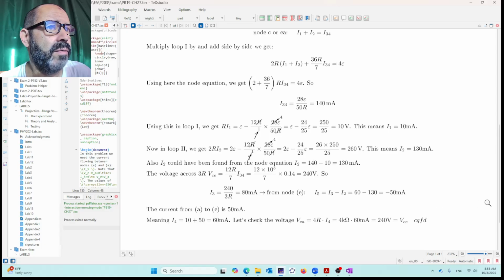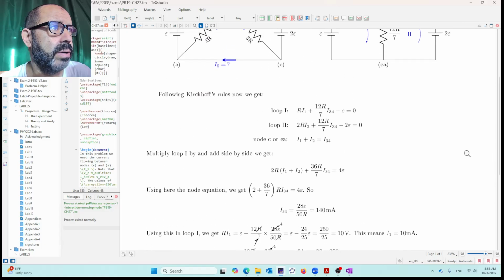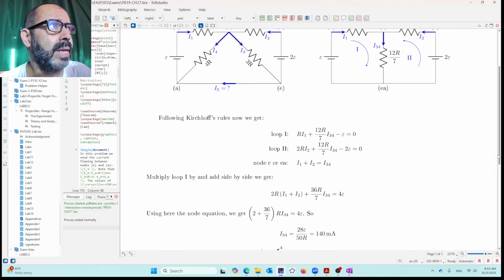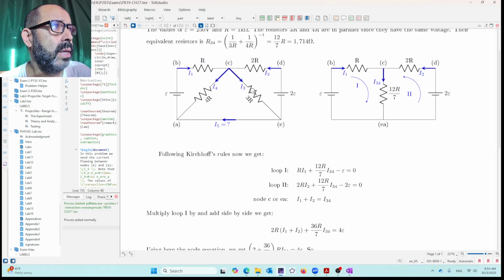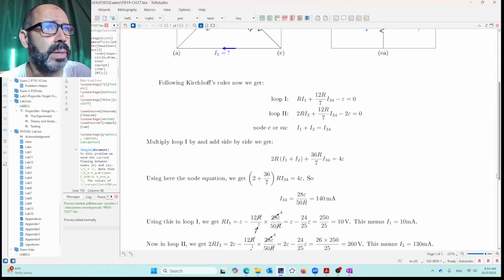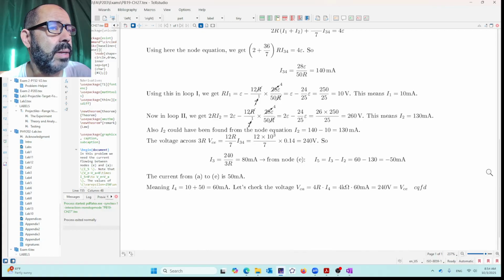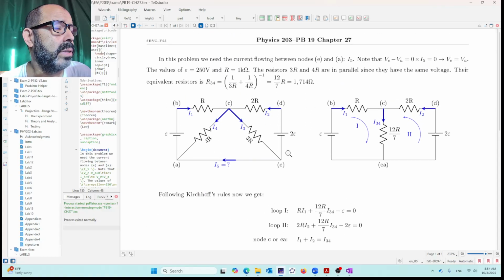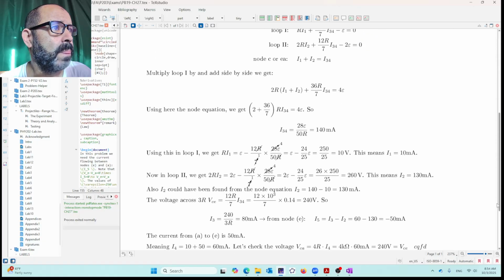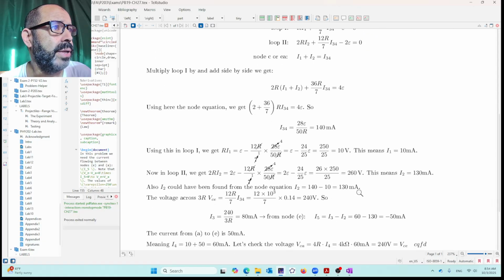And then if we go to the node condition, remember, the node condition at E now. At E, you have a current that is coming in that we just found to be 80 milliamp. Here it is, I3, 80 milliamp. And a current that is outgoing, I2, that we found to be 130 milliamp.